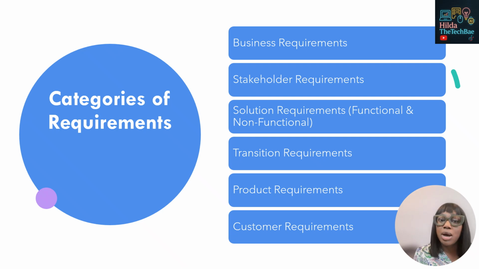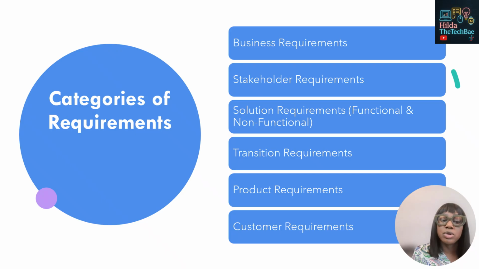Then the transition requirements are all about change, which helps the organization to move smoothly from the old way of doing things to a newer way of doing things. So understanding how all these categories work together will help to ensure that you're covering all your bases in your analysis, and it's also going to help you avoid gaps in delivery later on in the project. So let's take a deeper dive into each of the requirements, with examples as well.